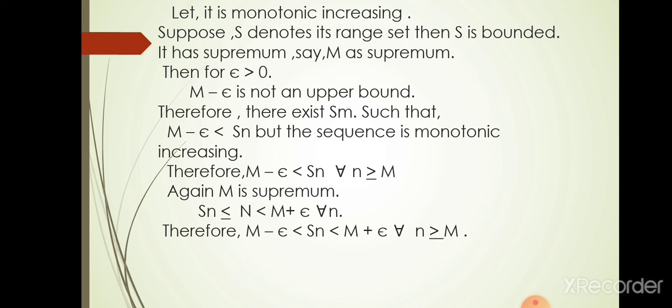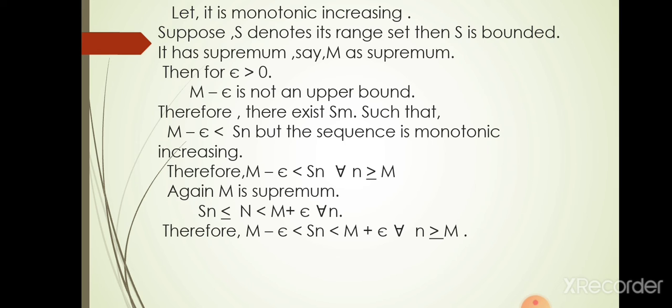It has a supremum, say M is the supremum, then for epsilon greater than 0, M minus epsilon is not an upper bound. Therefore there exists Sm such that M minus epsilon is less than Sm, but the sequence is monotonic increasing. We saw at the start of the session what a monotonic increasing sequence is. Therefore, M minus epsilon is less than Sn for all n greater than or equal to m.